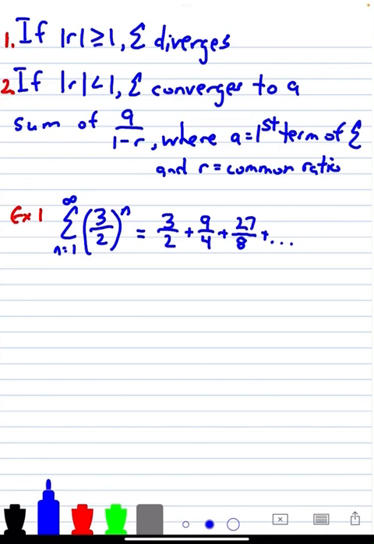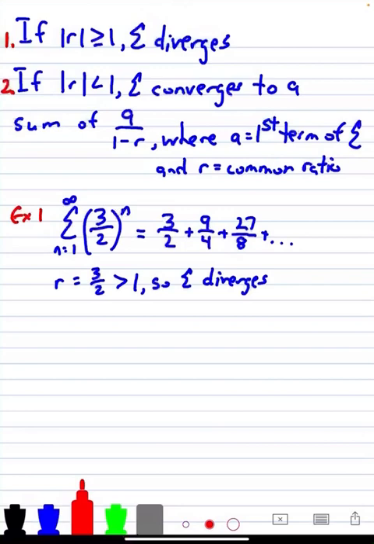This is an infinite series, but we have to look at this. To go from 3/2 to 9/4 to 27/8, what's our common ratio? Our common ratio would be 3/2. Now, one thing that we can see, 3/2 is greater than 1. So the series diverges. The common ratio, the ratio between each term, is greater than 1, so it diverges.